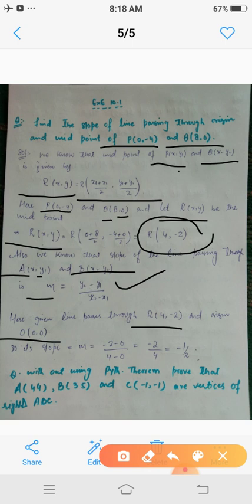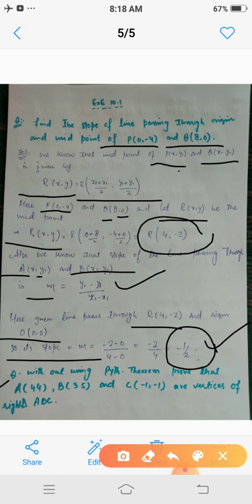Hence its slope is m, given by the difference of y coordinates, that is -2 minus 0, upon the difference of x coordinates, that is 4 minus 0, which is simply -2 upon 4, that is -1 by 2. Hence the slope of the line which passes through the origin and the midpoint of P of 0, -4 and Q of 8, 0 is -1 upon 2.